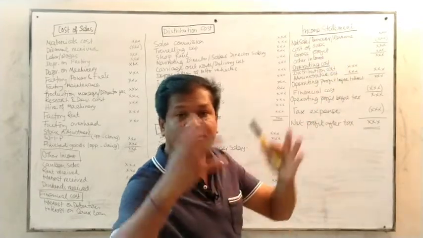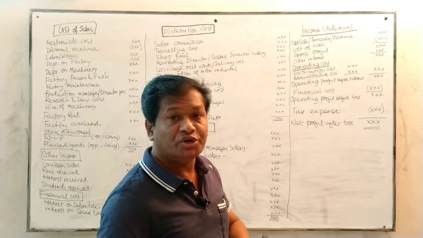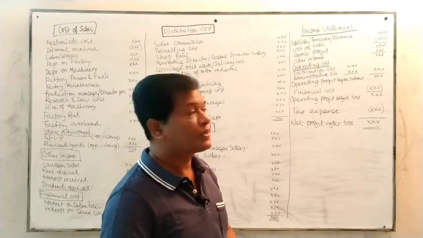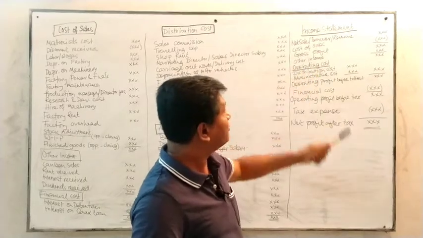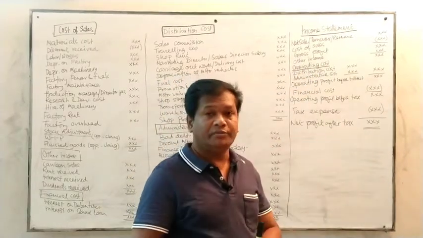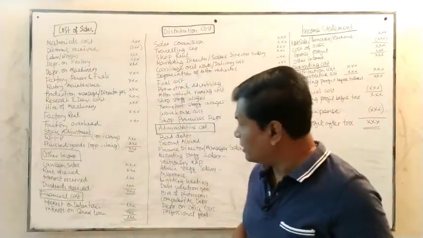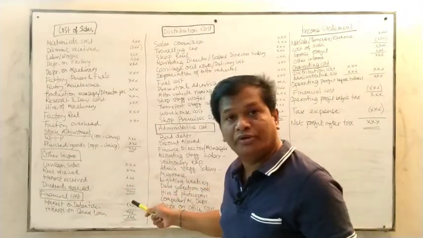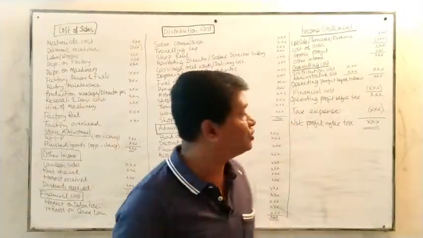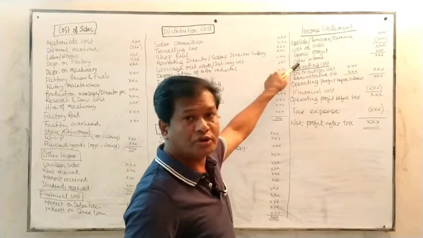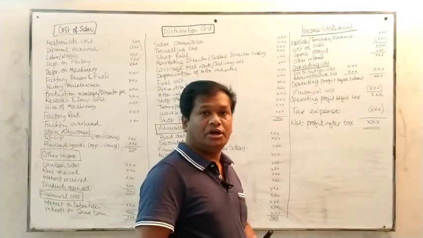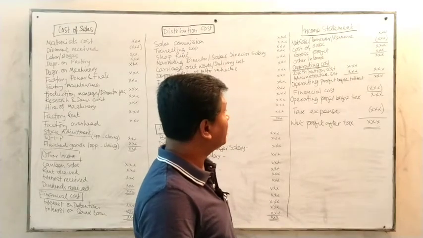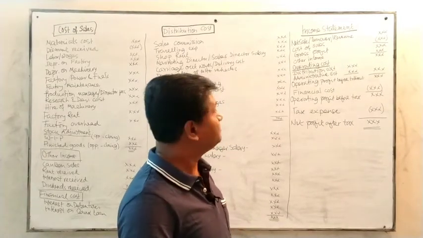The figure you get is the gross profit for the organization, the total profit of the organization, and it is written as gross profit. And to the gross profit, the other income which is calculated over here, the total figure you got, is to be written under the gross profit. This figure is to be added to the gross profit. Then you have the total figure after adding the other income.